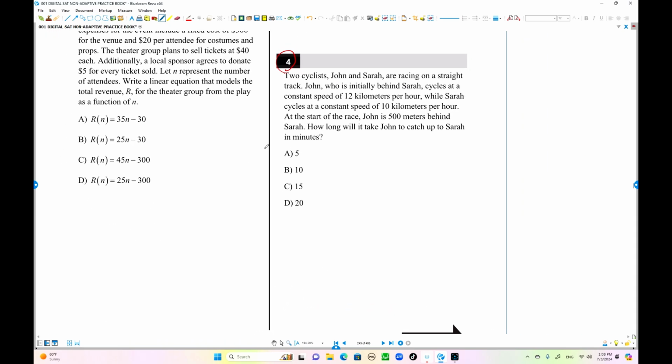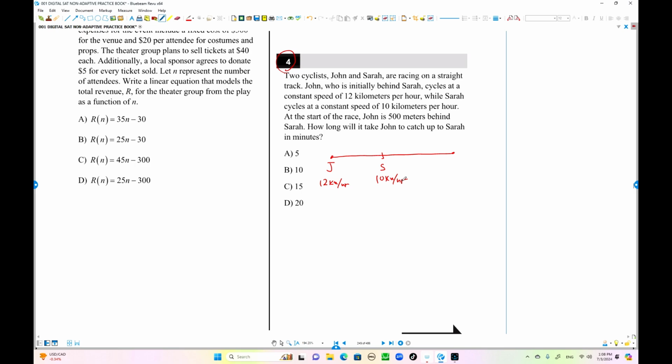Here is number 4. Two cyclists, John and Sarah, racing on a straight track. That is a straight track over here. Okay. John is behind Sarah. John is here. Sarah is over here. They start right at the same time. John's speed of cycling is 12 kilometers per hour. That's the speed. Sarah is 10 kilometers per hour. Okay.